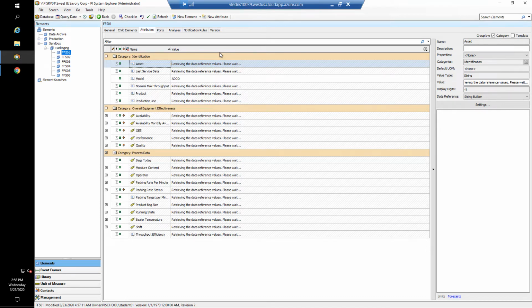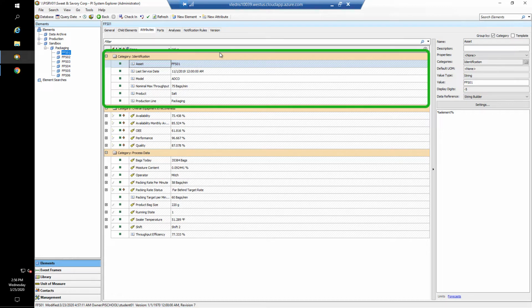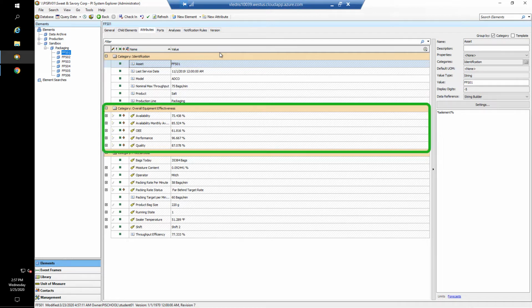Now, if you are having the same issue I am, where it's taking a long time to retrieve the data, that's a good thing, because it's one of the problems we're going to go ahead and fix later on in the lab. So if you see this in some of your systems, this is really something you can look at. But the identification, we're looking at asset information, when it was last serviced, what product it is, and this is generally information that's going to come from an asset maintenance system. So whichever asset management system you work with, we can generally import that data. The overall equipment effectiveness, these are some metrics that we are calculating on our side, and that gives you a bit of information about your asset.